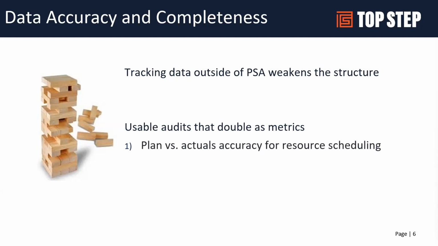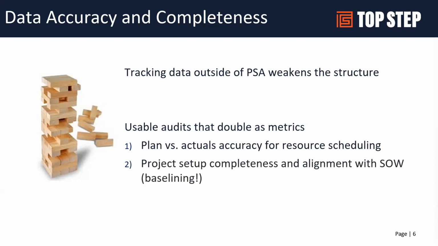So for example, you can do plan versus actuals, accuracy for resource scheduling, project setup completeness and alignment with SOW, or baselining, for example, bill rates, and making sure that you can reduce invoice corrections. When you're tracking that kind of information outside of the system, it becomes much more difficult to audit. When you have that seamless workflow, it becomes part of the architecture of your system to make sure that you're capturing this kind of detail to make your audit life easier.